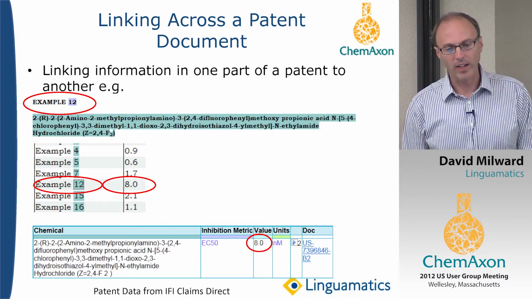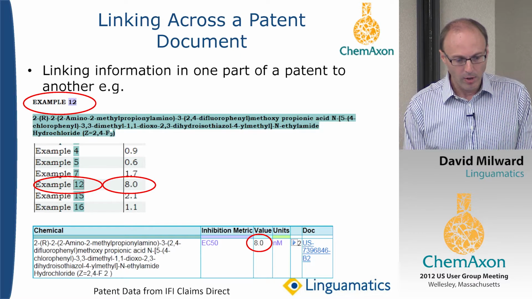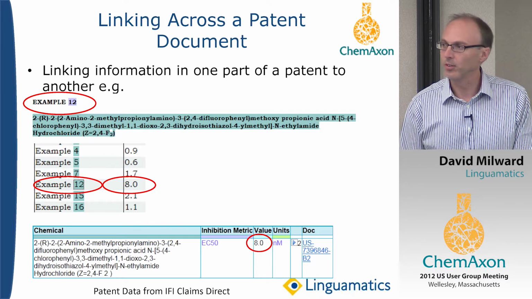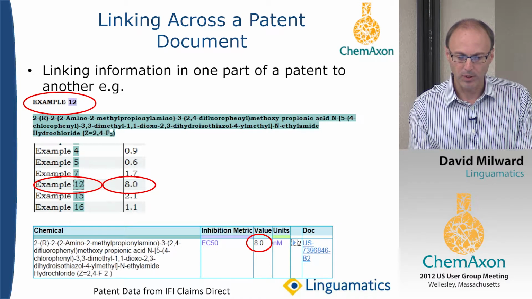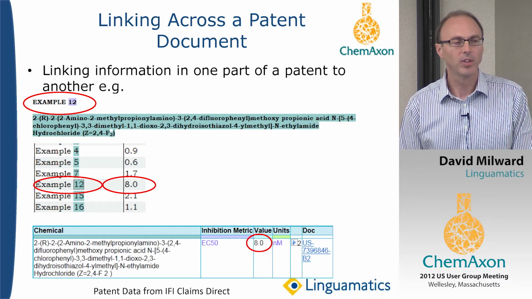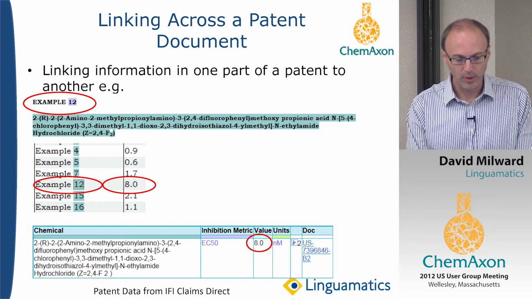We can also do things like linking across a patent document. So if, for example, in one part of a document we have the exemplified compounds, we get the name from this part of the document. But later on, there may be a table of data within the document, and we can link between those two aspects. So in this case, we found the particular example 12 here.